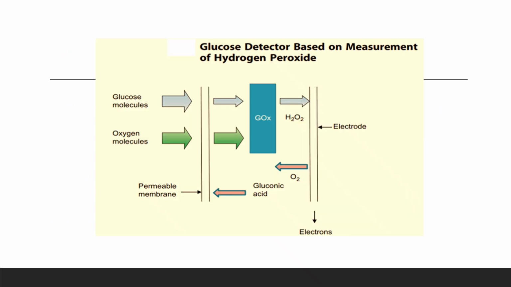Then we have glucose detection, the mechanism, for the first generation. We have the glucose molecule and oxygen; these two are the input. When they go to the GOX enzyme and react, gluconic acid is formed, and since we have given oxygen also, it forms hydrogen peroxide. This hits the electrode, where the hydrogen peroxide forms oxygen and electrons are released, and that is measured here.